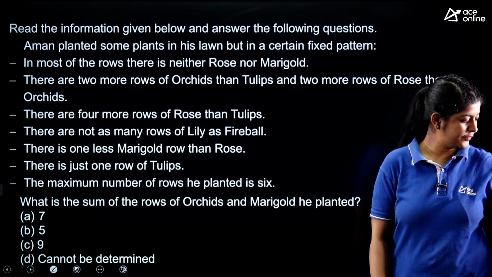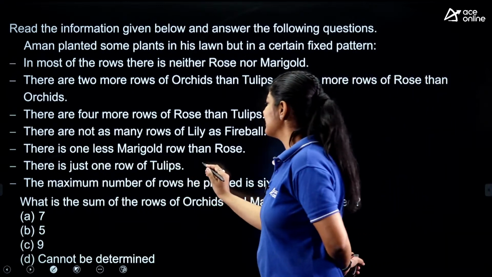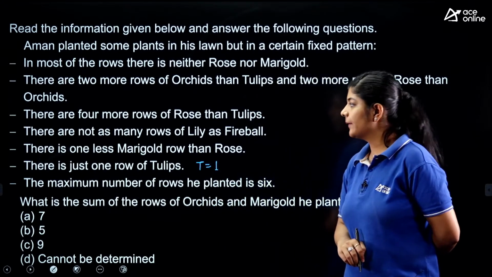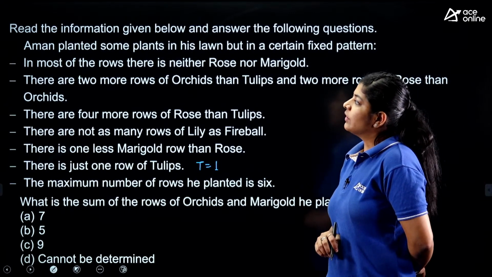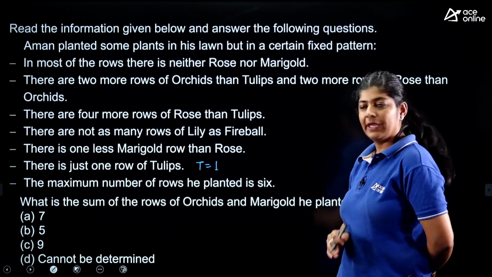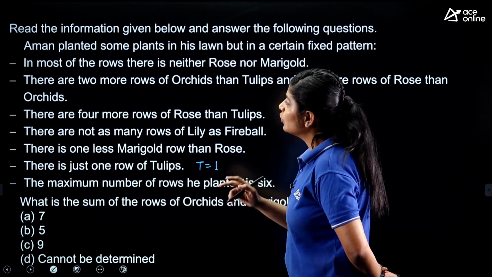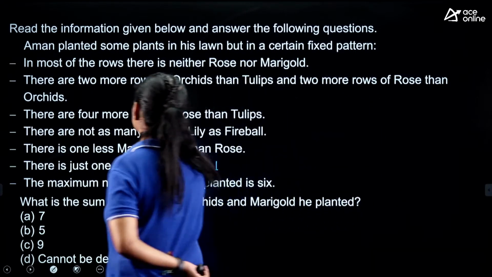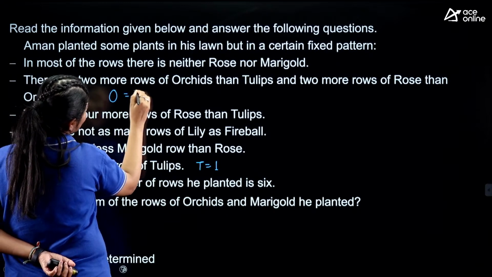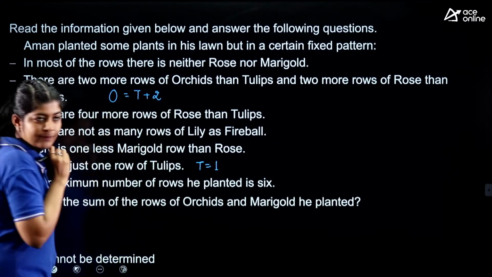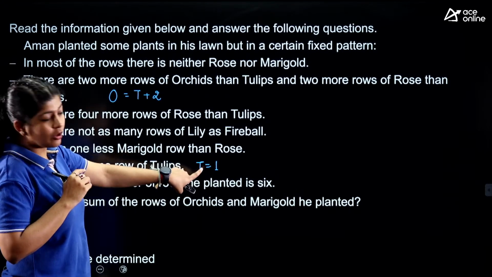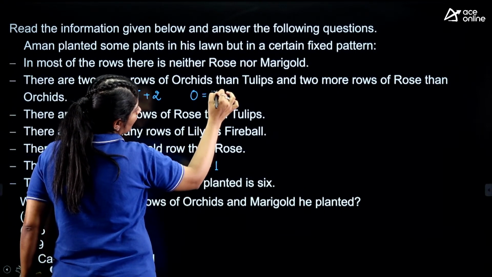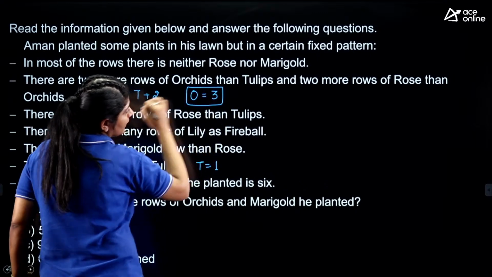Okay, let's try to figure out the values. So from this clue, I can say that the number of rows that we are having of tulip is 1 only. Right? Okay. In most of the rows, there is neither rose nor marigold. There are two more rows of orchids than tulips. Right? So if I want to write down, I can write orchids is nothing but tulip plus 2. I can write it like this. And I know that the value of tulip is 1. So I'll just substitute the values. I got to know that the number of rows of orchids that we are having is 3 only.